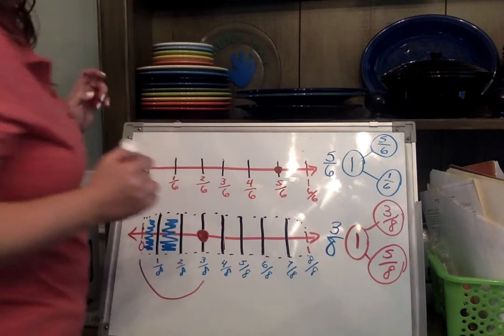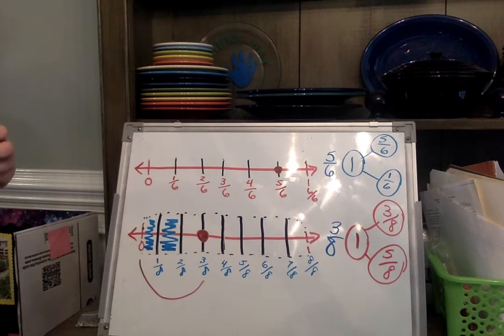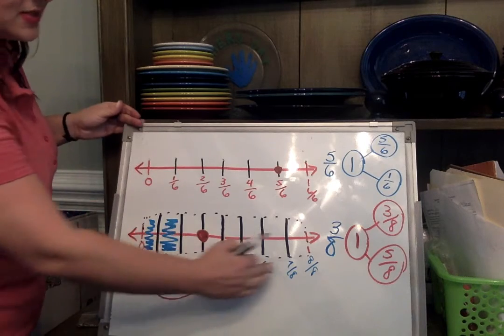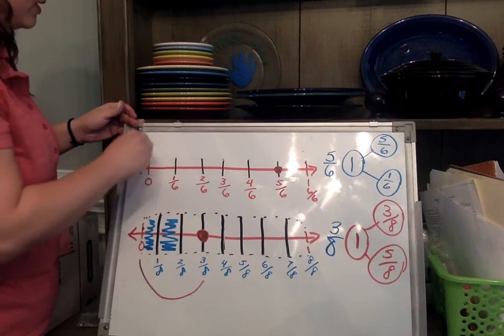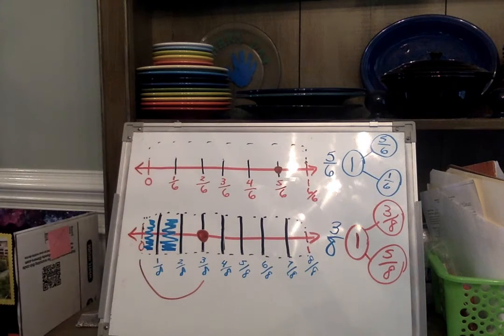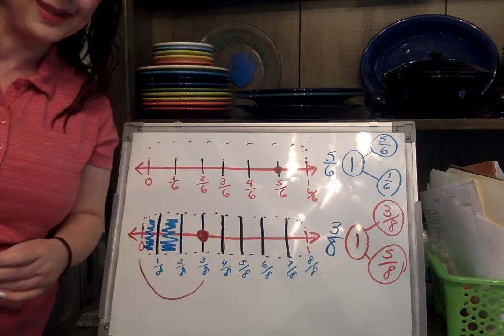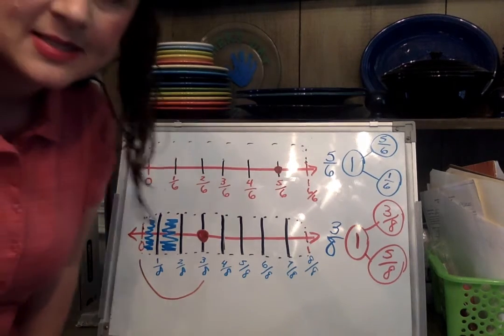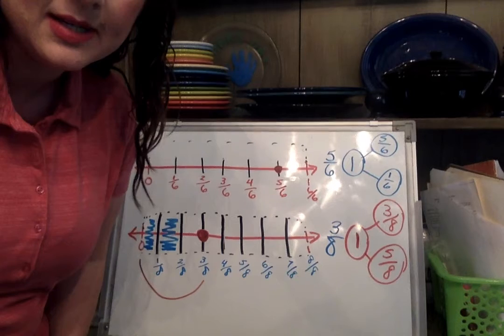5/8. 3 and 5 make 8. Now both of these are great ways to transition into just straight using the number line, whether you decide to make your tape diagram around or just kind of above. It really doesn't matter either way because you're still using the number line. Okay? Let's look at today's problem of the day.